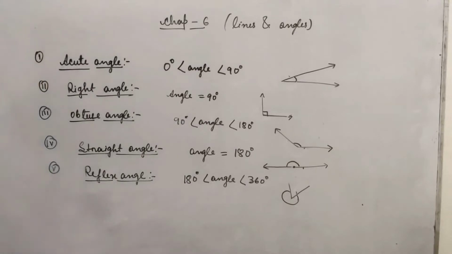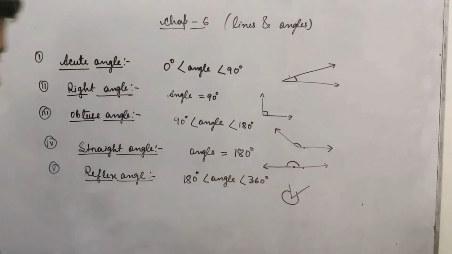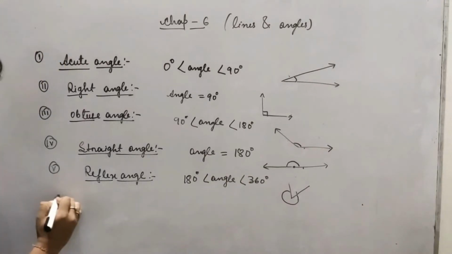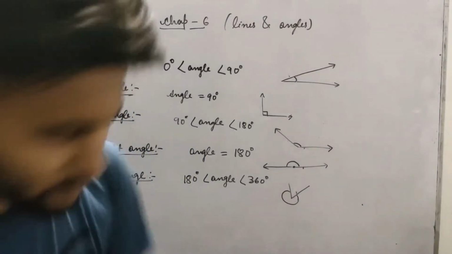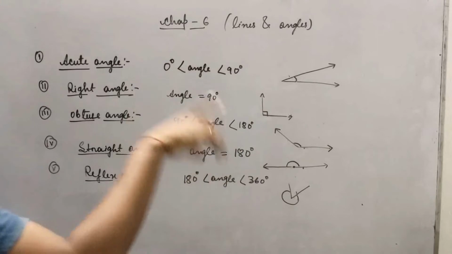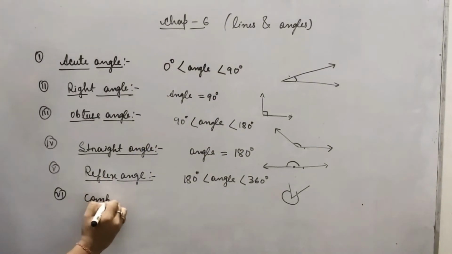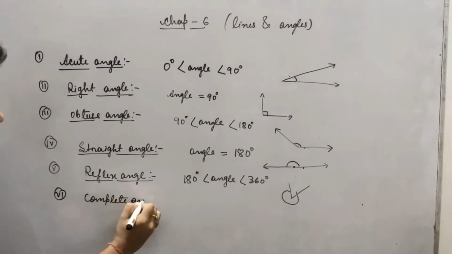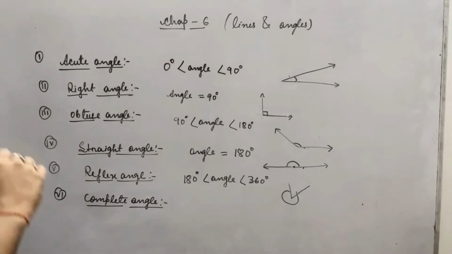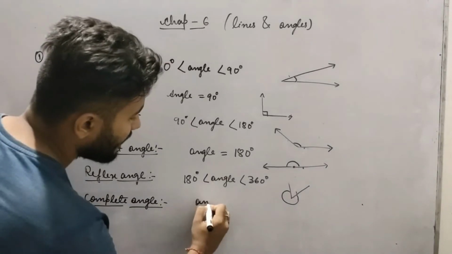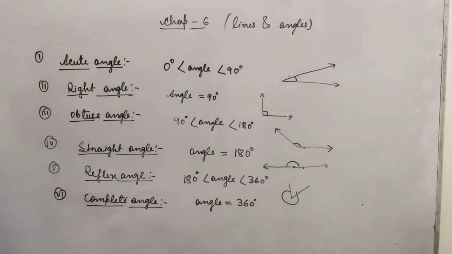Understood? So last what remains? 180 done, 180 done. Left is what? 360 degree. So the last one is what? Now you know the name. It is completed, right? The circle will complete. So it is known as complete angle. Complete angle. Complete what? Angle, right? So angle will be equal to 360 degree.